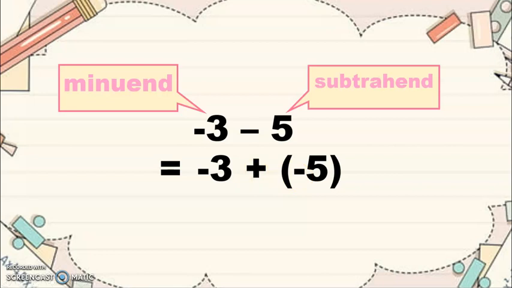So this time, since the operation is already addition, we need to follow the rules in adding integers. When we add integers with the same sign, of course, gina-add ta lang na. So 3 plus 5 is 8, and then we copy the sign nga parihas, which is negative. So that's why the answer is negative 8. So that is how we subtract integers.